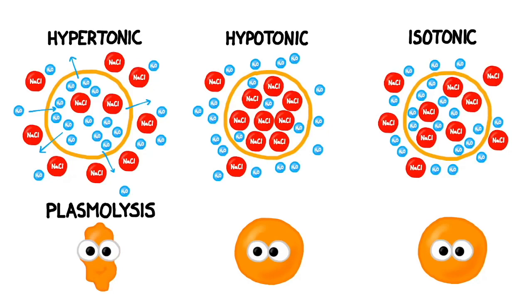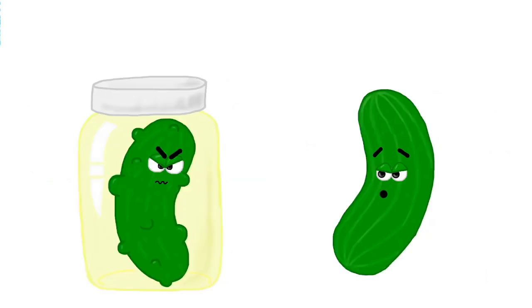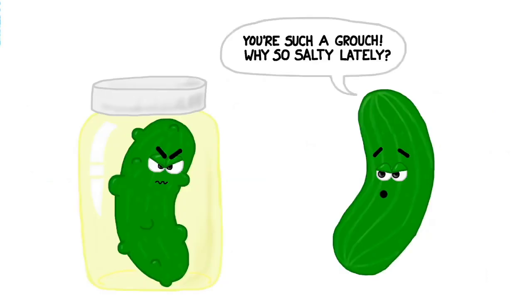Some water will come in, but the net movement, the overall movement, of the water molecules will be outwards and the cell will shrink. We call this cell contraction plasmolysis. This is also how pickles are made.